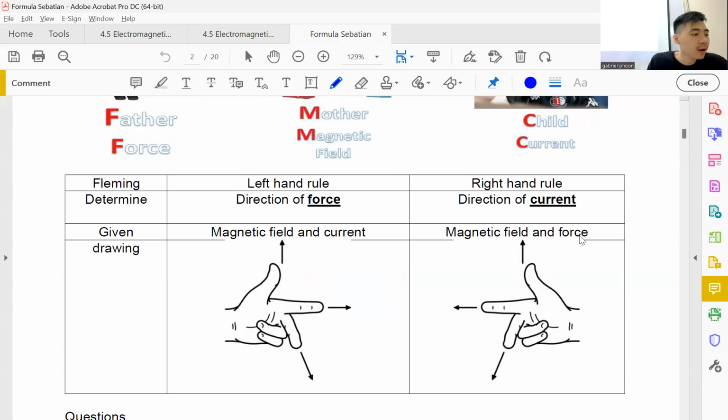This is current. So your current and magnetic field, you're looking for force. And for this one, thumb should be down like this, right? Then your current should be like coming towards you, right?